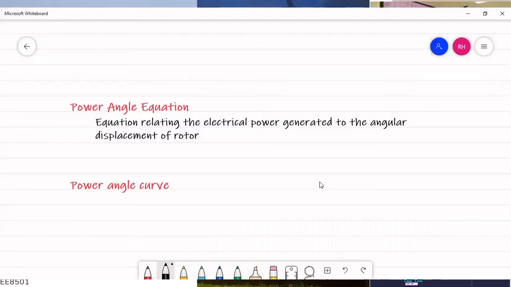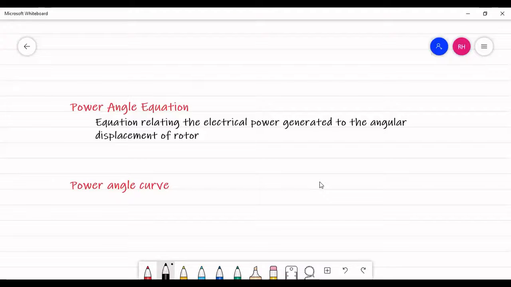Hello everyone. In the previous session, we came across the swing equation, and in this session, I am planning to cover the power angle equation, the power angle curve, and the equal area criterion.